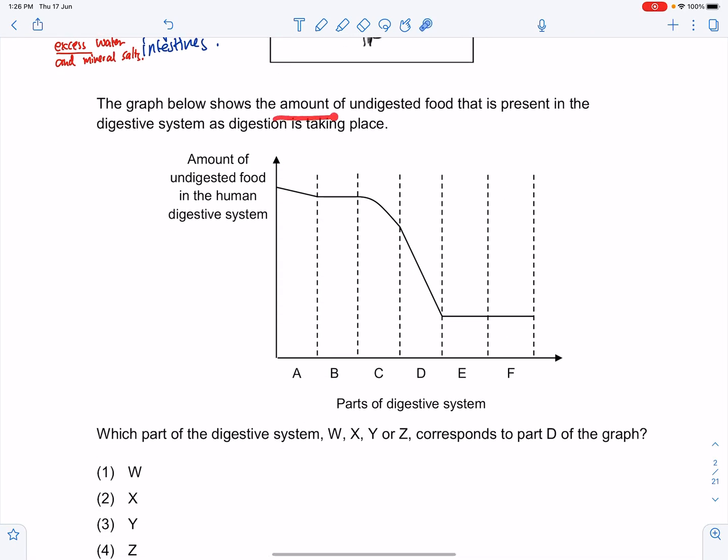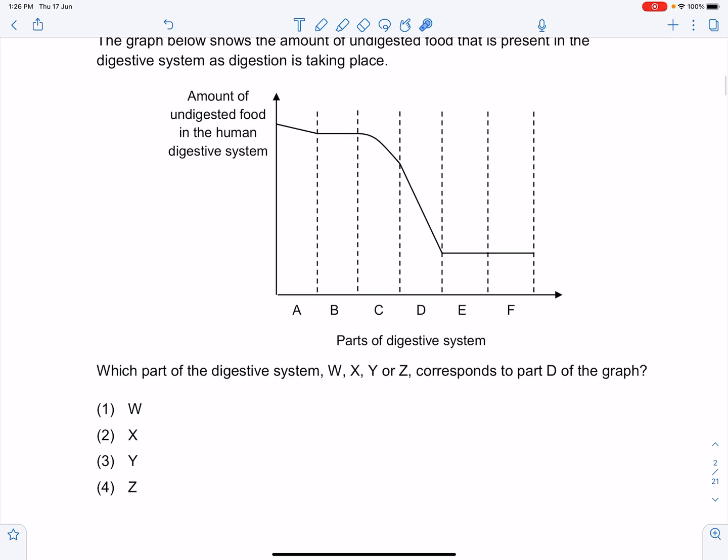Now, the graph below shows the amount of undigested food that is present in the digestive system as digestion is taking place. Which part of the digestive system, W, X, Y, or Z, corresponds to part D of the graph? So basically, if we look at part D here, we see that the amount of undigested food drops drastically. In fact, it is the most. So remember I told you that digestion of food completes in the small intestines. So yes, this part over here actually corresponds to the small intestines, because this is the part that has the greatest amount of digestion taking place.